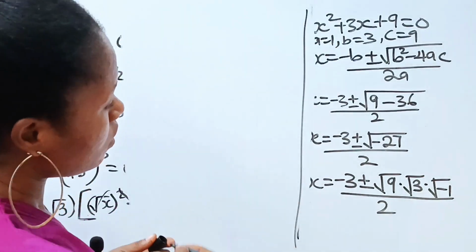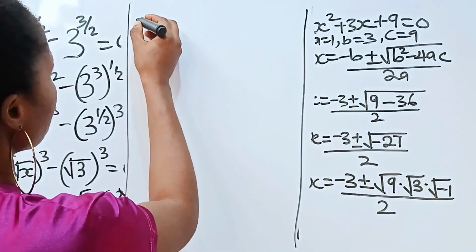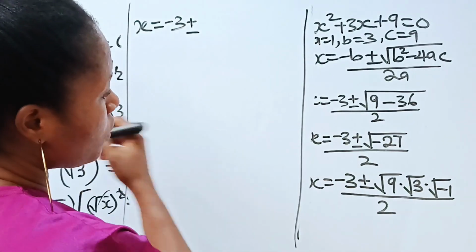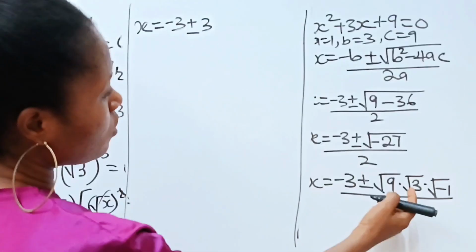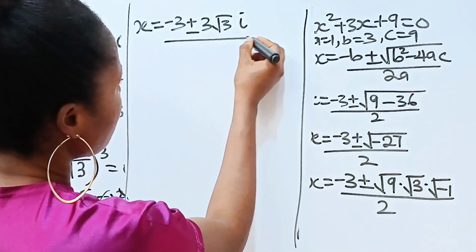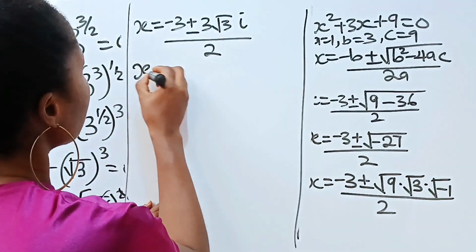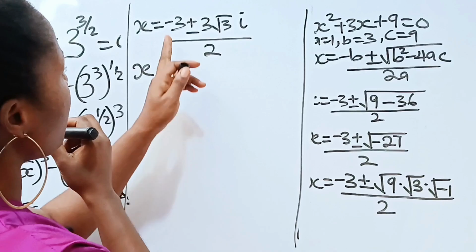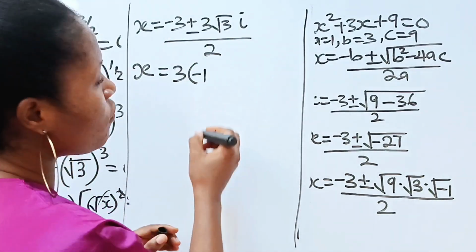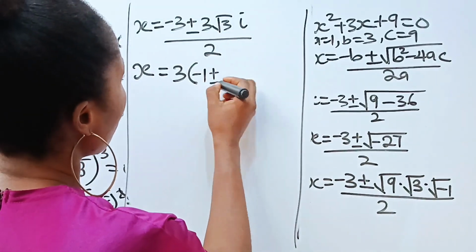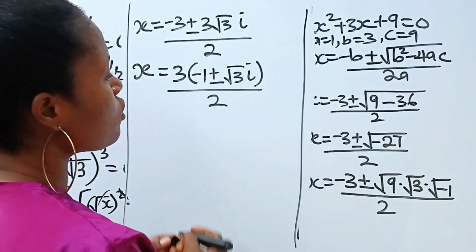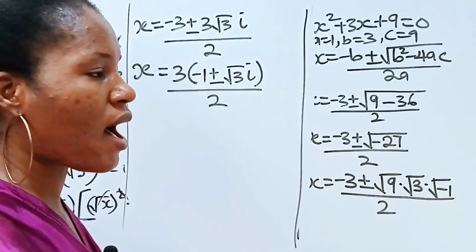Please permit me to clean this side and solve from here. All right, so this is what we have now. That x is equal to minus 3 plus or minus, now square root of 9 will give us 3, so we have root 3, but root minus 1 will give us i, divided by 2. So that means that x is equal to, let's factorize 3 out. So we bring out 3. When this is divided by 3, we have minus 1 plus or minus, root 3 will remain, and i, divided by 2.